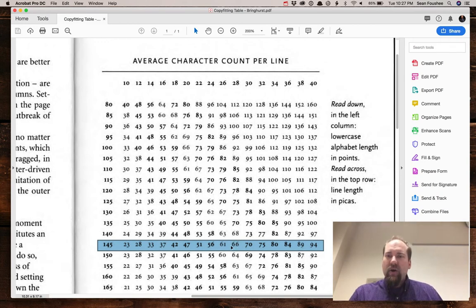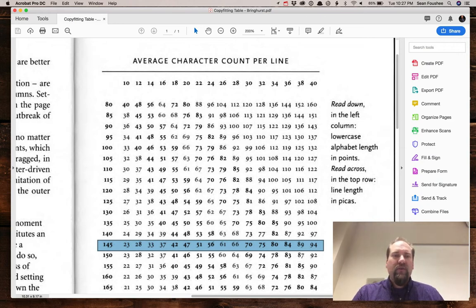Well, now what? If we come back over here to the instructions, it says if we read across, the top row, right up here, it starts at 10 and goes to 40, is the line length or the measure in picas. So how does that help us out?